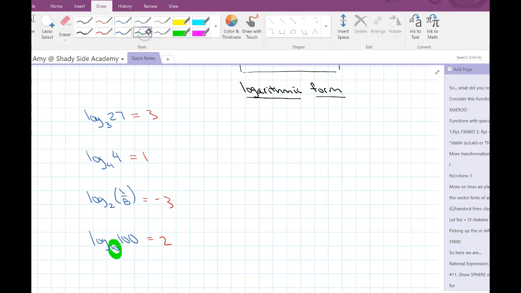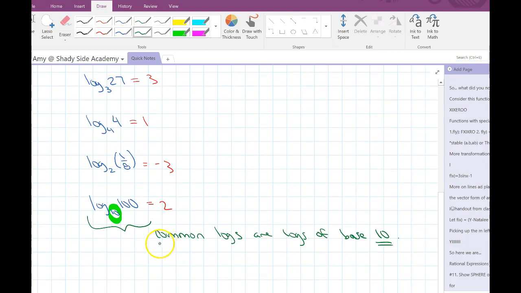Okay. Logs of base 10, these are called common logs. Okay, common logs are logs of base 10. All right. And you're probably wondering, why are base 10 logs so common? It has a little bit to do with scientific notation. It has to do with converting a logarithmic relationship to a linear one. The base of 10 turns out to be very, very convenient.